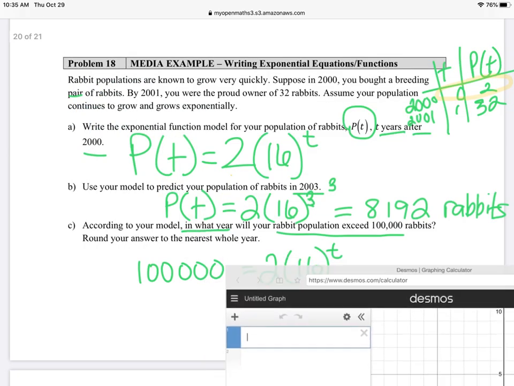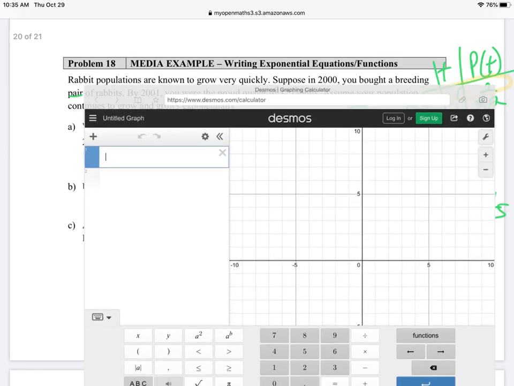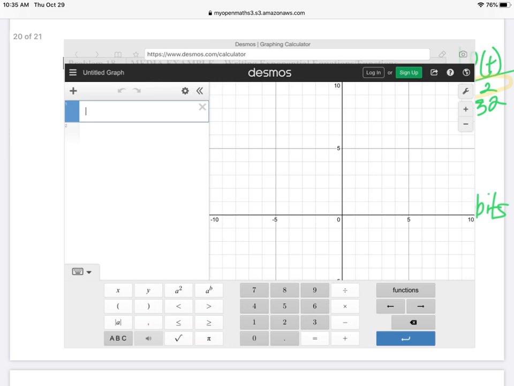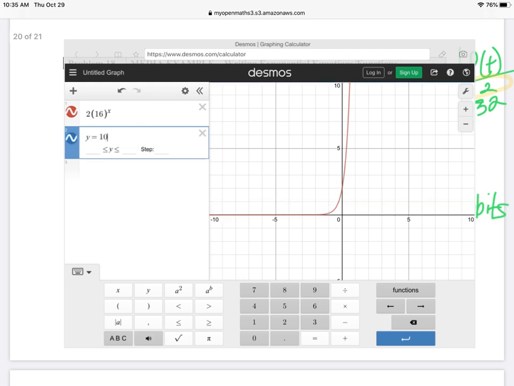So again, you pull up Desmos and then we're going to type that in. We type the original function in the first space, 2 times 16 raised to the t or the x or whatever. And then in the second one we put y equals, and we're trying to hit 100,000. Like that.